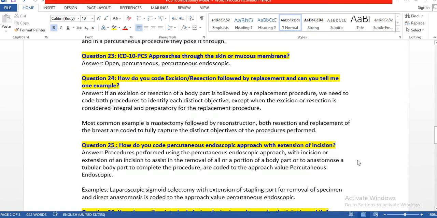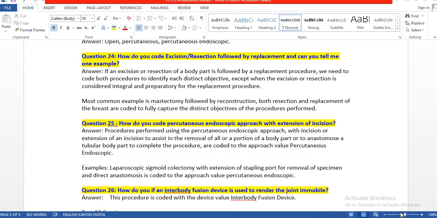Question 23. ICD-10 PCS approaches through the skin or mucous membrane. What are those? Answer. Open, percutaneous, percutaneous endoscopic. Question 24. How do you code excision or resection followed by replacement? And can you tell me one example for that?